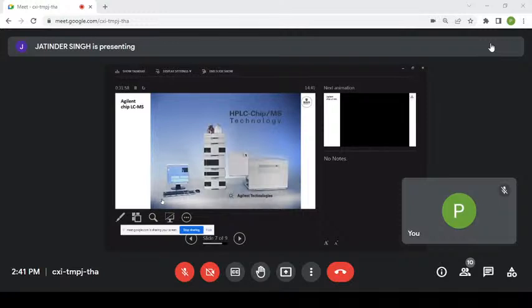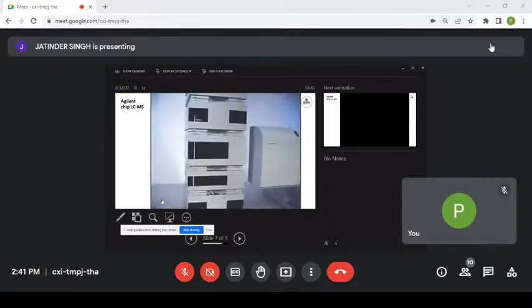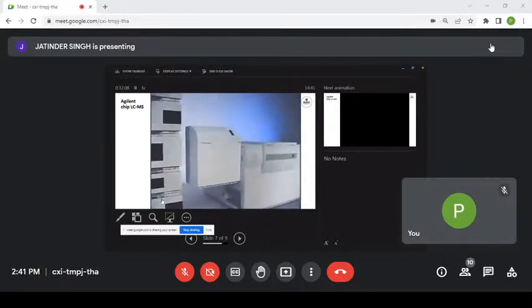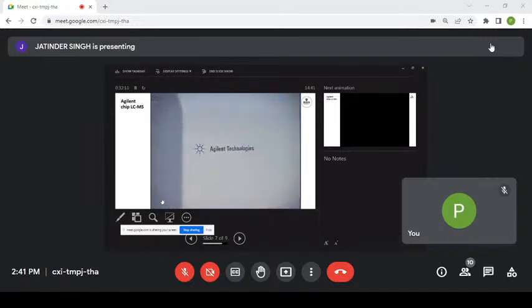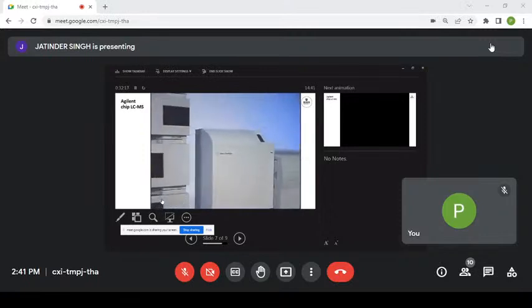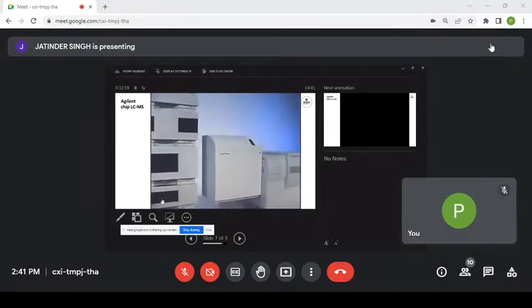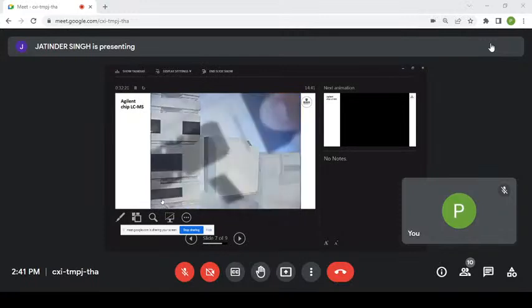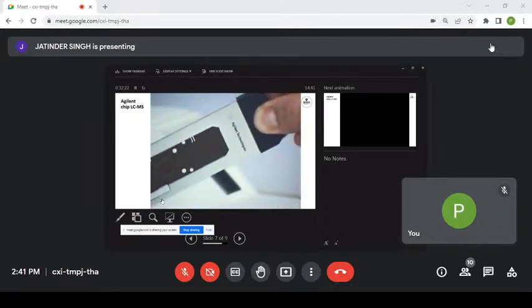So that's what the chip system looks like. The chip will go into that part of the box somewhere. So this is what a normal HPLC looks like. That's the mass spec. And then we've got the box where the chip goes in. It will get better in a second. There we go. So there's the chip.